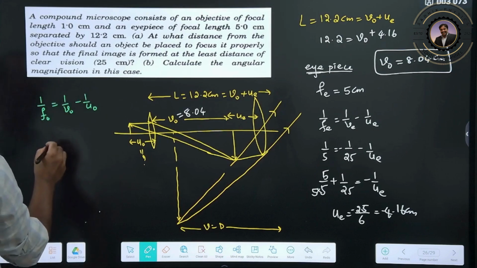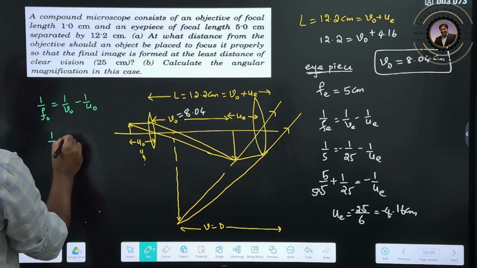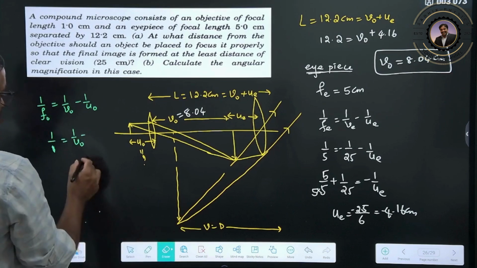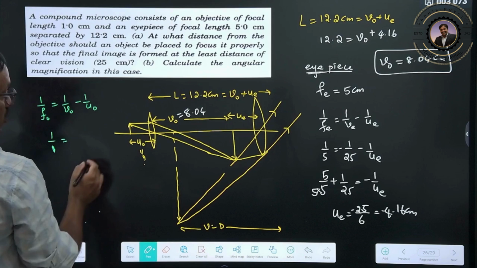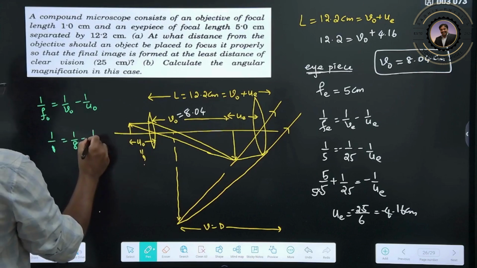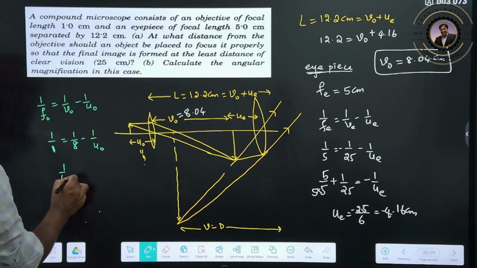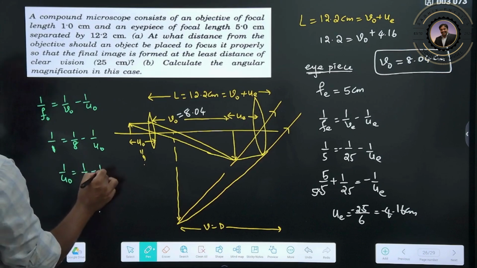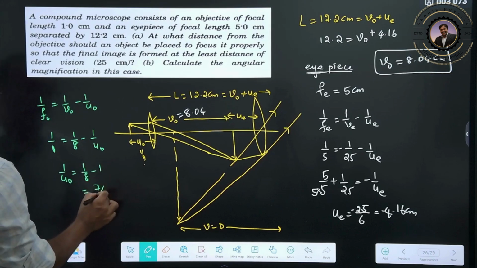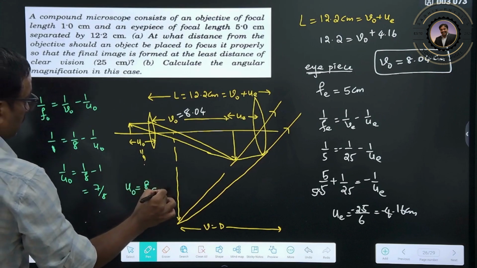1 by F0 is how much now? 1 by 1 centimeter. It will be equal to 1 by V0. So 1 by V0 is given now. V0 is positive there, because of this side. Therefore 1 by 8 I will take it easily. So 1 by U0 is equal to 1 by 8 minus 1, so this I will take as 7 by 8. So U0 is equal to 8 by 7 centimeter.